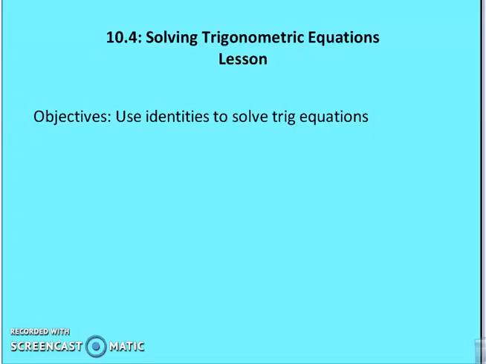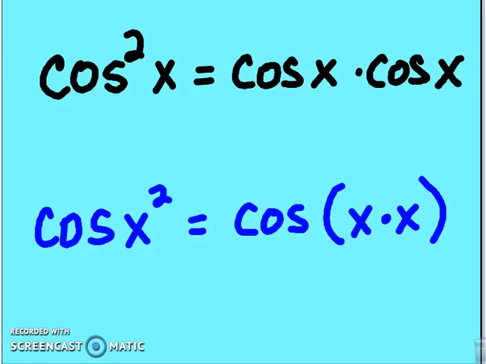In this edition of Ought in Math, we're going to use what we've learned in this chapter and in previous chapters about Pythagorean identities to solve more difficult trig equations. All right, so let's talk some background first.